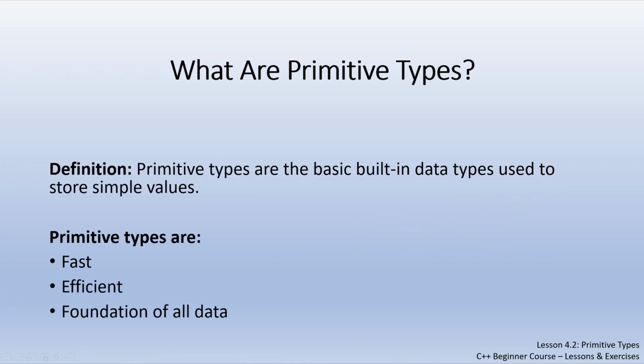So what exactly are primitive types? They're the basic built-in data types that C++ provides for storing simple values. They're fast, efficient, and form the foundation of all data in your programs. Every variable you create starts with choosing the right type.